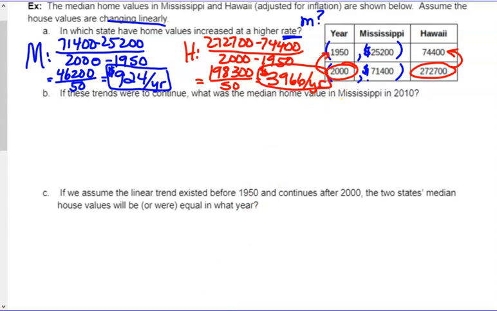Now, which one goes at a higher rate? Definitely the Hawaii does, okay? So the answer to the first question, Hawaii would be the one that goes at a higher rate. Now, we might be able to use that information in the next couple problems.